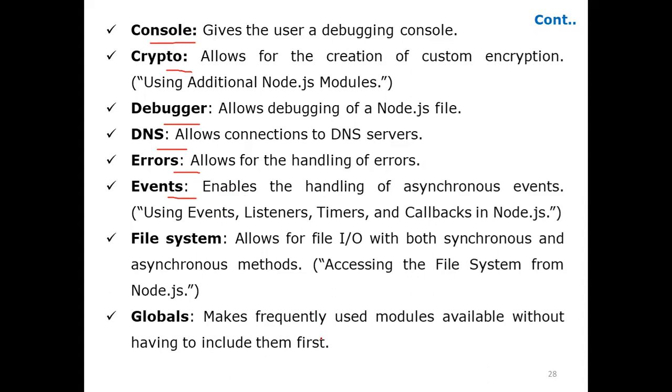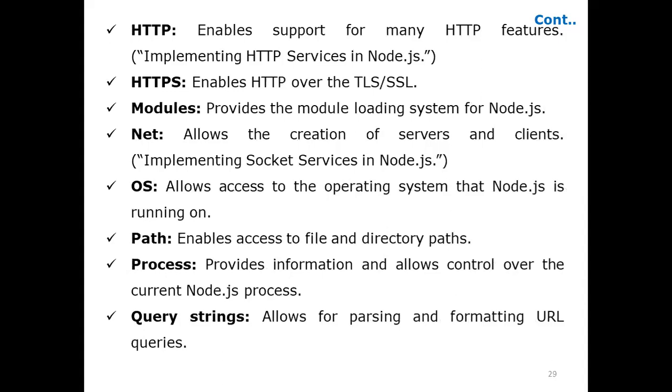One more thing is that globals are there. What this global is talking about is that they are frequently available without having to include them first. Global access means any other external services, as I showed you in the web framework, you can directly integrate here. And also, as I said, HTTP, HTTPS, and other modules, like the Express module or any Angular module, you can use.